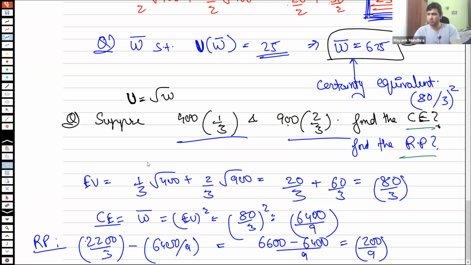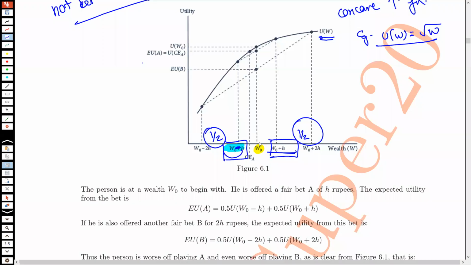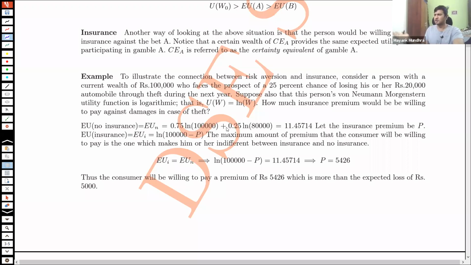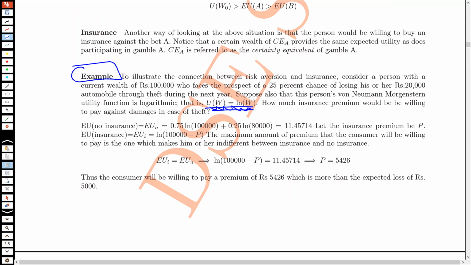So these are simple types of questions, not very difficult. Something similar was asked in IIT JAM this year, so you can expect questions on these lines, not very complicated. Another common concave increasing function used in exams is utility equals log of wealth, because the log function is also concave and increasing. So this is another one which you can expect in the exam. This is an example on log of wealth, so you can try doing it on your own later on.